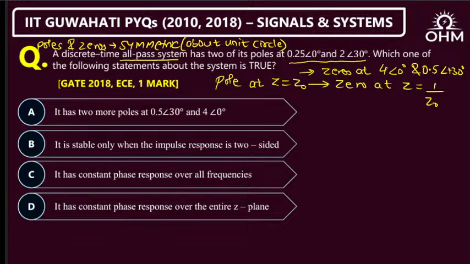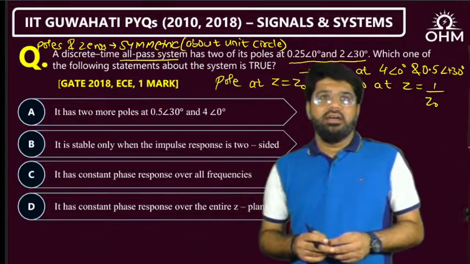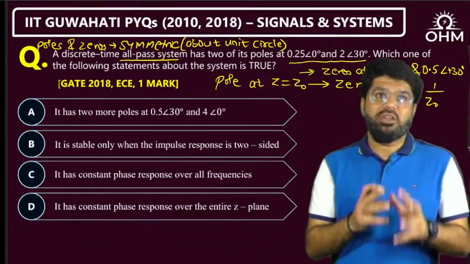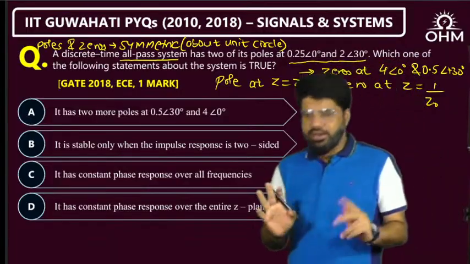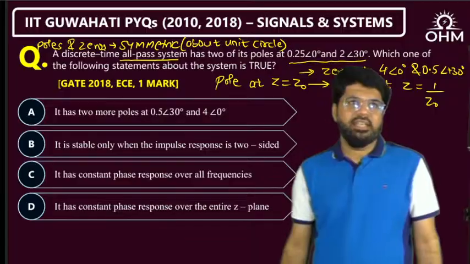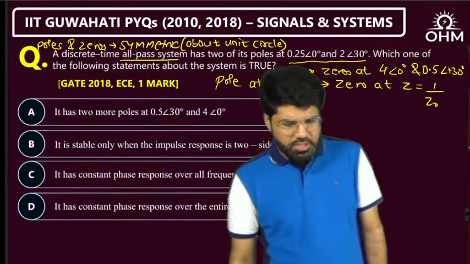One more condition: if a system is real, which is not mentioned here, then the poles and zeros which are complex will always occur in conjugate pairs. But there is nothing mentioned about reality, so we can't say a conjugate pair exists here. So definitely option A is not correct.